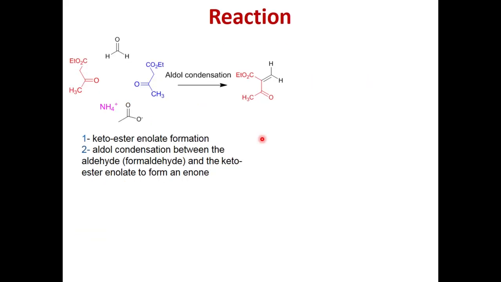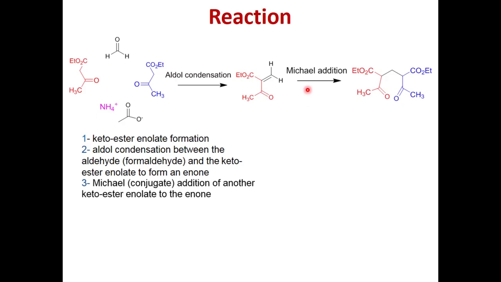So here we'll break this down a little bit more. Step 1 is keto-ester enolate formation of the keto-ester in red. And then we get an aldol condensation between the enolate from the keto-ester in red to the formaldehyde. And that forms this intermediate compound here. You see this alpha-beta unsaturated ketone.